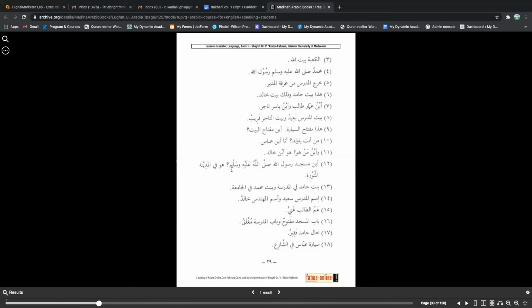So where's the masjid of Rasulullah sallallahu alaihi wasallam? Masjid is a masculine word, so we say huwa. Huwa fil Madinatil Munawwarati. Because of the fi, it's majroor, so we put a kasra under the ta. Fil Madinatil Munawwarati. It's in Medina, and Munawwara is one of the names of Al Medina. Okay, now, next one.